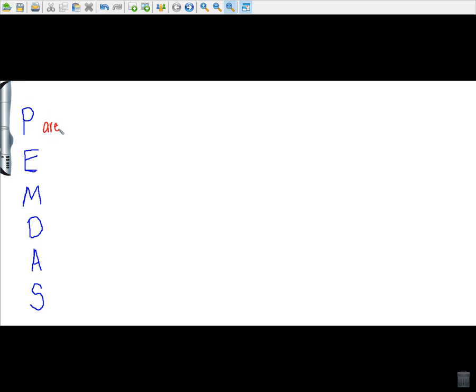PEMDAS is parentheses, exponent, multiplication, division, addition, and subtraction. All right. These are the six letters we're going to use to help us figure out order of operations.